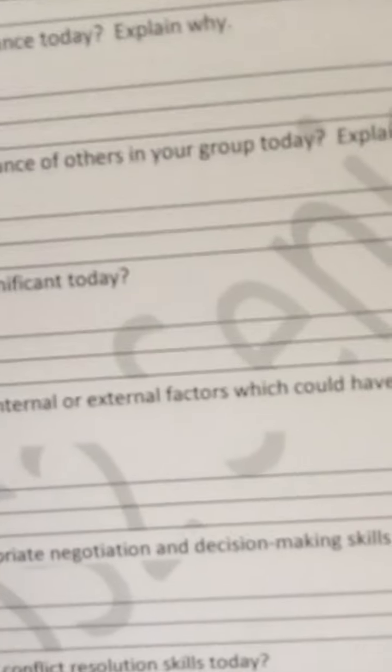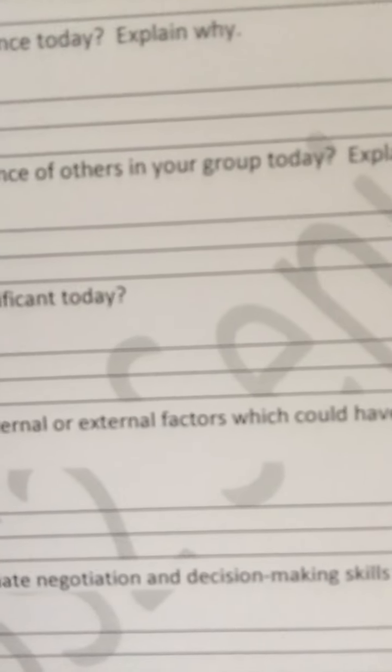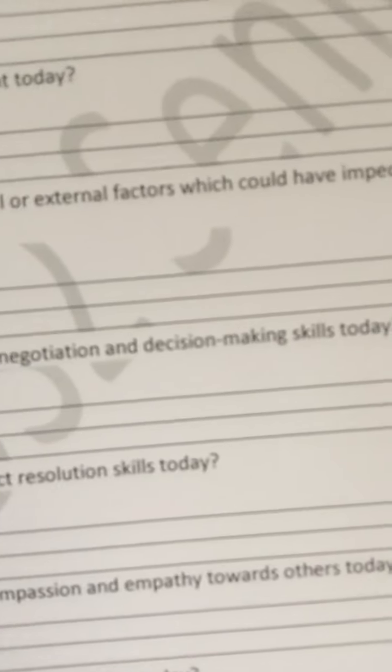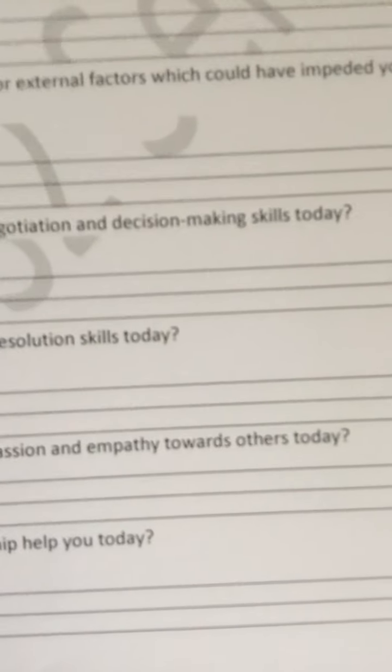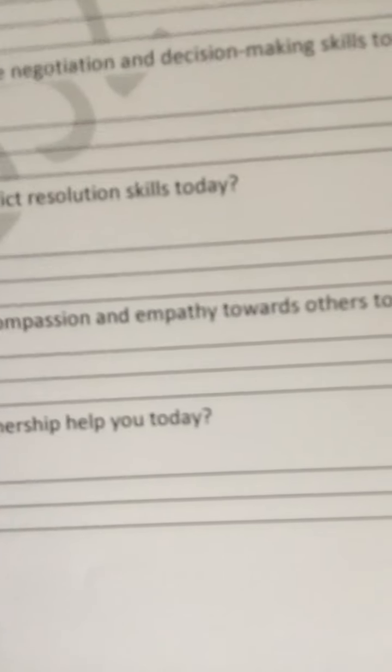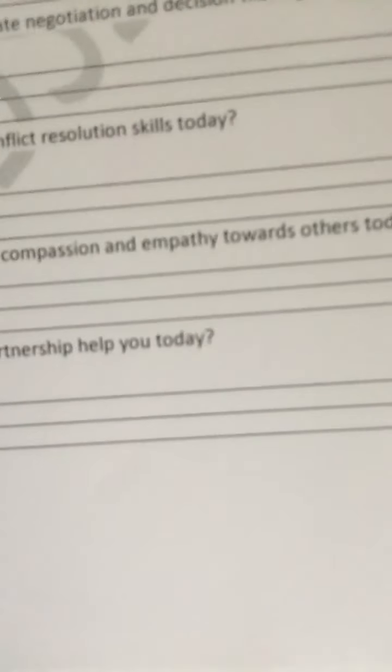These are just 1 page each. It starts fairly simple. What did you do today? How do you rate your performance and why? How do you rate the performance of others in the group and why? Did you achieve anything significant today? Did you need to deal with internal or external factors which could have impeded your project? And did you apply appropriate negotiation and decision-making skills today? Did you implement conflict resolution skills today? How did you demonstrate compassion and empathy towards others today? And how did your external partnership help you today?